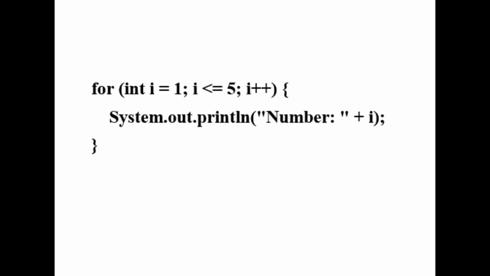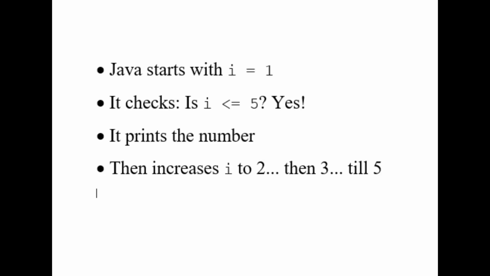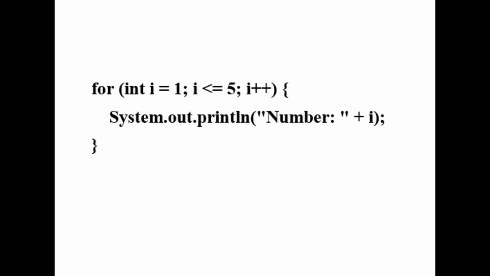Java starts with i equal to 1. It checks, is i less than or equal to 5? If yes, it prints the number. Then it increases i by 1. It repeats this until i becomes 6, which is not less than or equal to 5, so it stops.